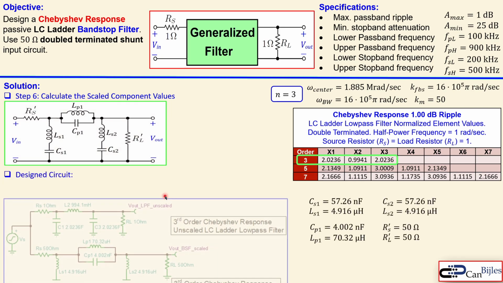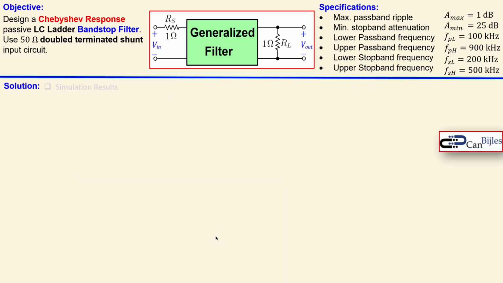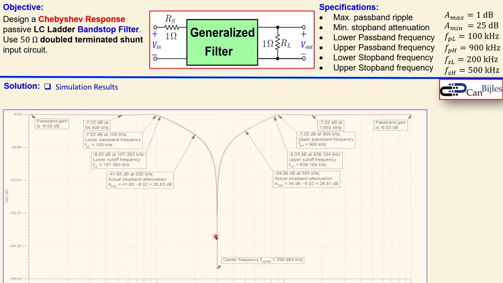Now let's look at the designed circuit in the SPICE simulator. This is the prototype circuit. You see that low pass prototype third order. This is now the designed third order Chebyshev response LC ladder band stop filter. You see the values and also the values for the other RS and RL. Okay, let's now look at the simulation result and check that this is indeed doing the job.